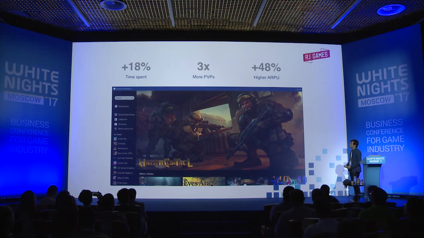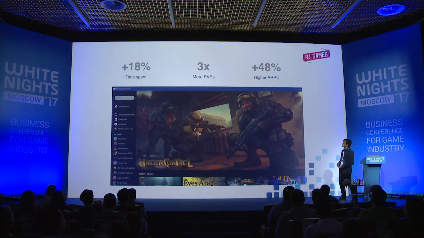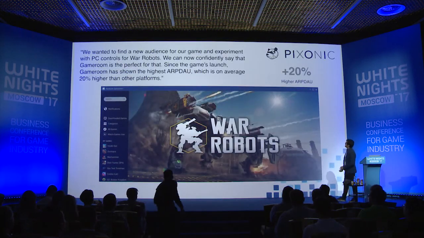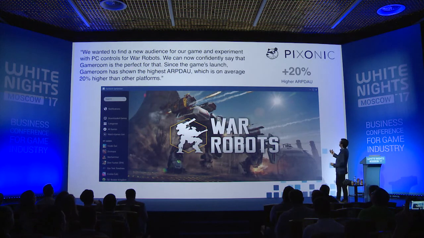With RJ Games, which has launched their title on Game Room, they have noticed 18% more time spent for their title Under Control on Game Room. They have noticed 3 times more PvP sessions in Game Room, and a net increase of 48% higher ARPU on Game Room. And for Pixonic, which launched War Robots recently, they have plus 20% higher up-down.